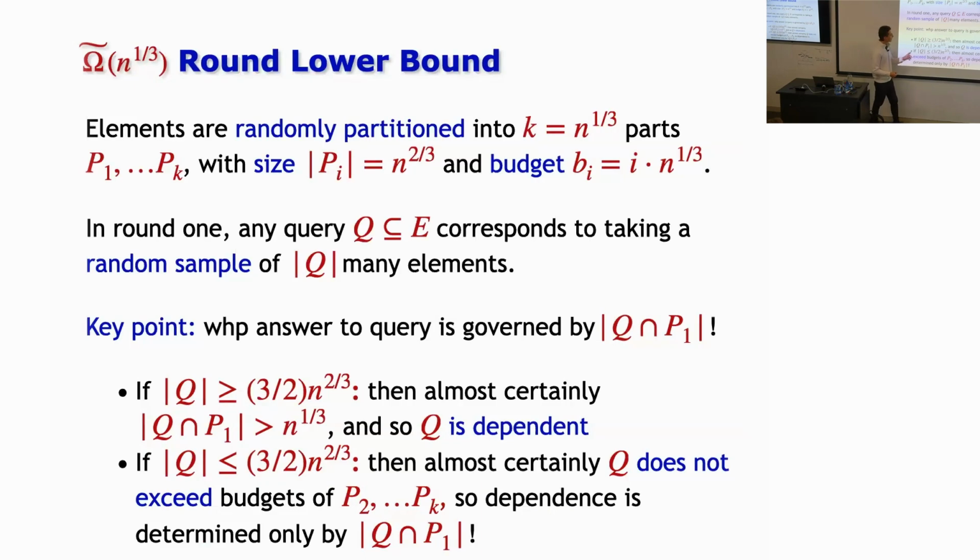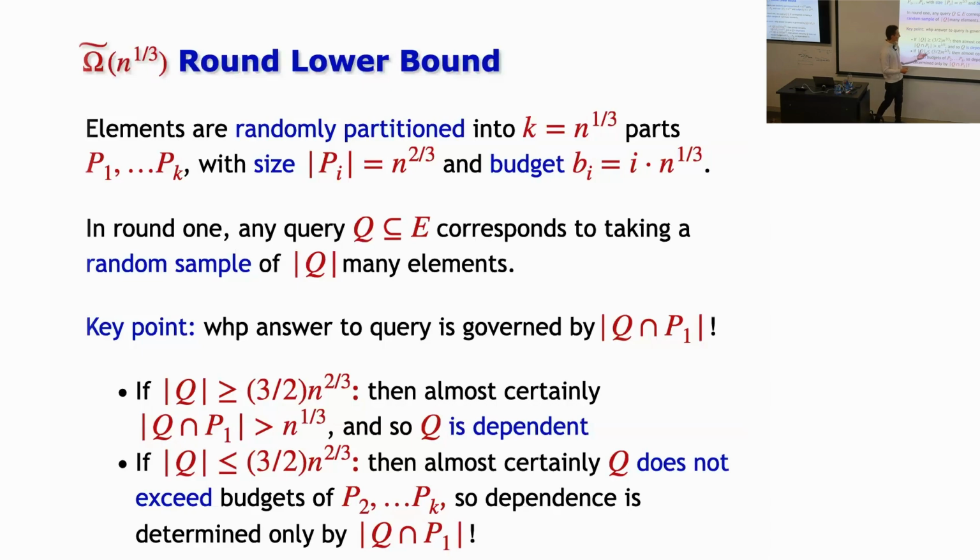And why is that? There are n to the 1/3 many parts. In each part, you expect at most 3/2 times n to the 1/3 many elements to land in them. But the budgets of these parts P2 through Pk are all at least 2 times n to the 1/3. So you're asking for an extremely unlikely event, where this binomial distribution with mean 3/2 times n to the 1/3 anti-concentrates all the way up to 2 times n to the 1/3, which is just extremely unlikely.